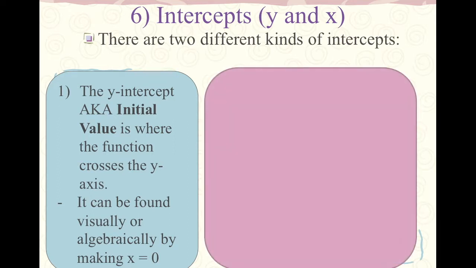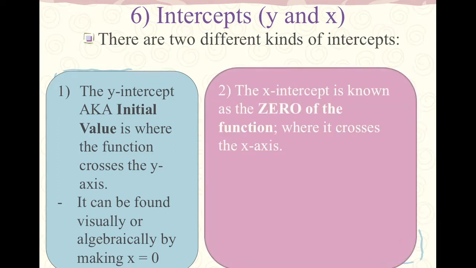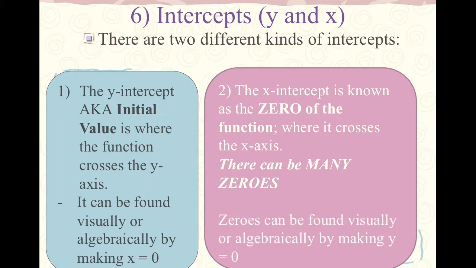Then you have what's called the x-intercept, or the zero of the function. When I ask you for the zero or the zeros, it's where it crosses the x-axis. There can be many zeros. In a function, there's usually one initial value, but there are many zeros. In this case, a zero can be found visually just by looking at the graph. You can see where it crosses the x-axis, or algebraically. But in this case, instead of making x equal to 0, you make y equal to 0, and you can solve for your zeros.